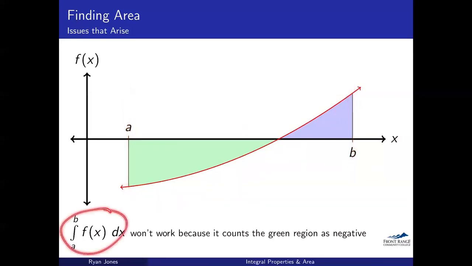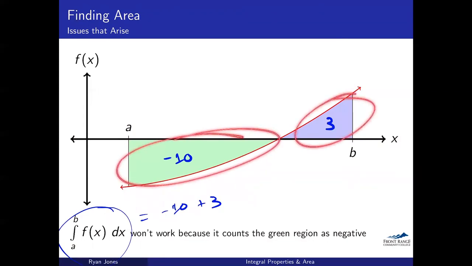But the problem with this is that this green is going to be negative. And when we do this integral, it's going to count this as negative because it is below the axis. So for example, maybe you'll get something like negative 10, and then you'll get 3 for those areas. This green area looks a little bit larger than the blue. So if you were to do this integral here, you would end up with negative 10 plus 3. Notice the integral property that I'm doing there. I'm just looking at each portion separately.